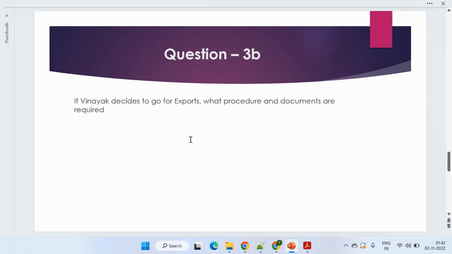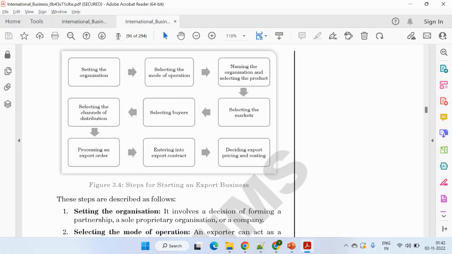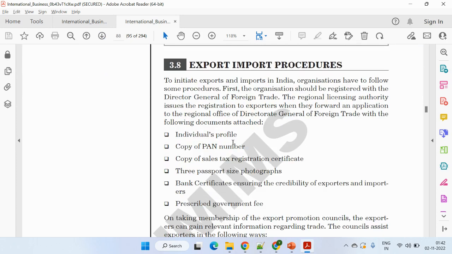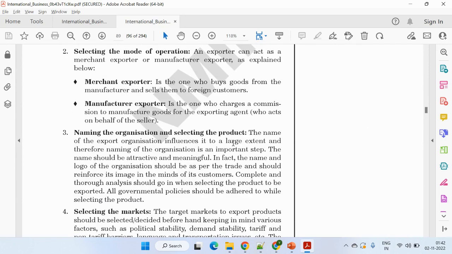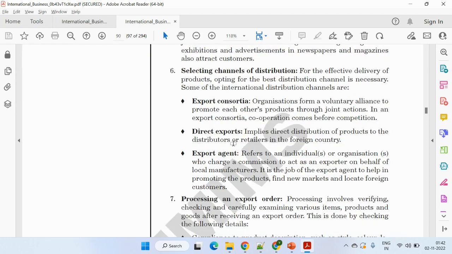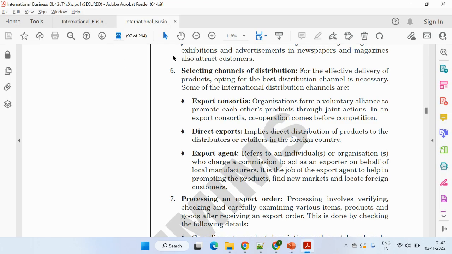Then next part comes the third B, which is: if Vinayak decides to go for the exports, what procedures and documents are required. If you go to page number 88, export import procedures, it's straightforward, wherein you need to specify all these details. This is the complete step by step process. Ideally, it's a 500 mark answer, so it's not required to give all the details of each and every pointer. Just one or two lines for each is totally fine, because in this question two things are being asked. First is procedures, and the second one is the documentation.